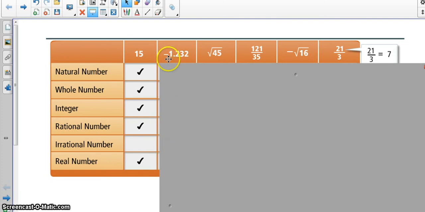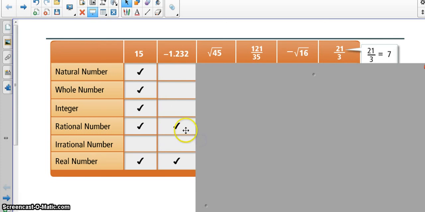Okay, look at the next number. -1 and 232 thousandths. This is a terminating decimal. So since it's a decimal, it's rational only. And if it's rational, then it's also a real number.